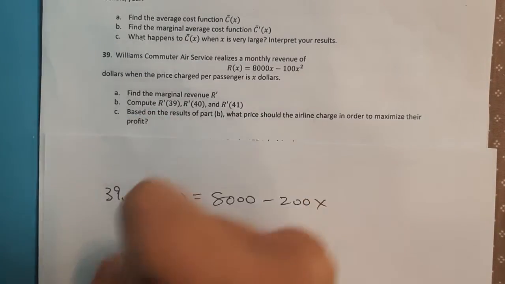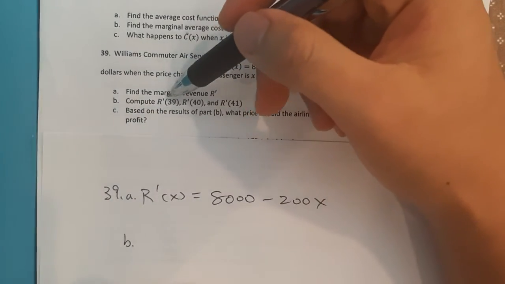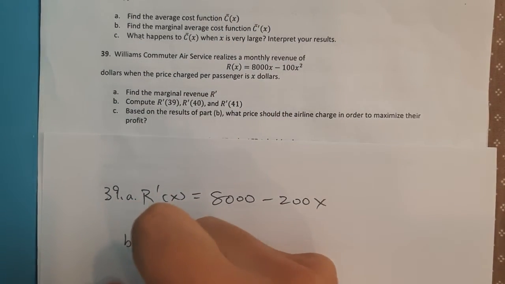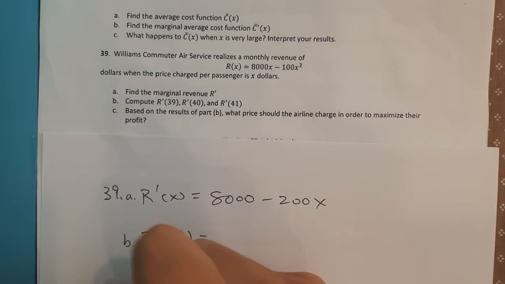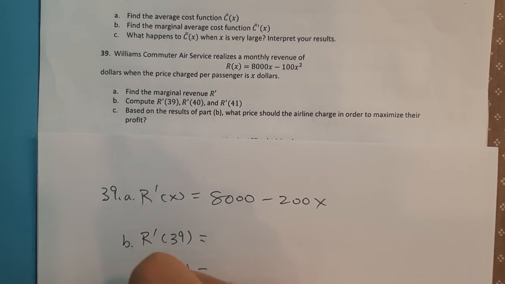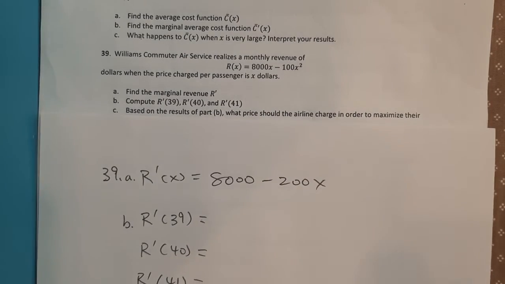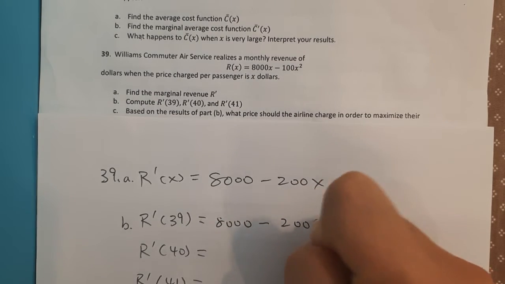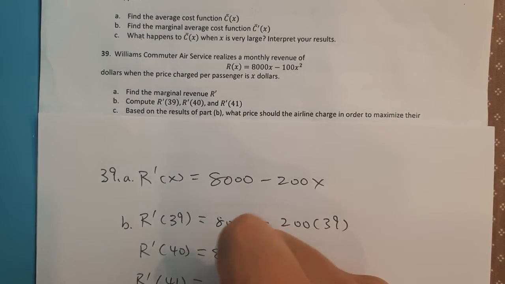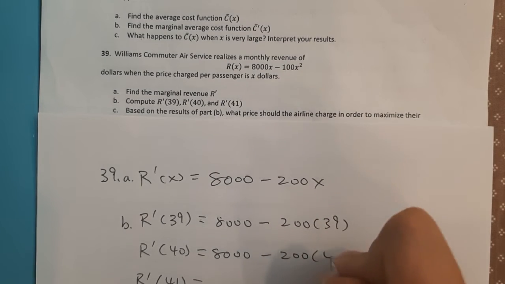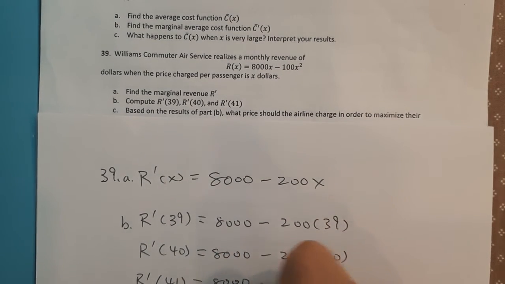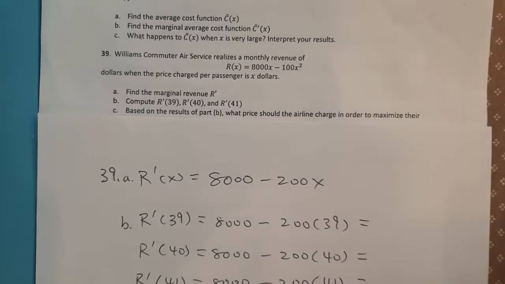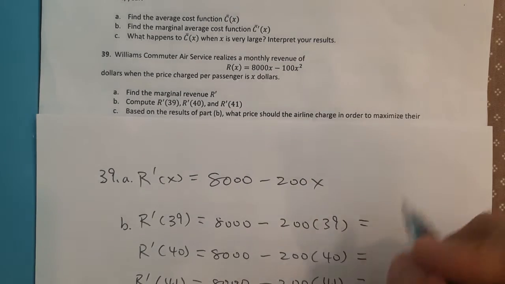Then in part B, compute R prime of 39, 40, and 41. So we can plug in the values: R prime of 39, 40, R prime of 41. So it's going to be 8,000 minus 200 times 39, 8,000 minus 200 times 40, 8,000 minus 200 times 41. So we got those values. It's going to be in dollars.